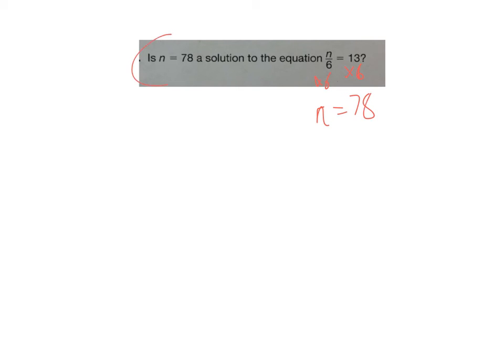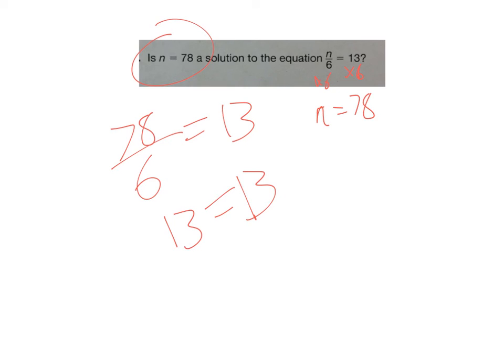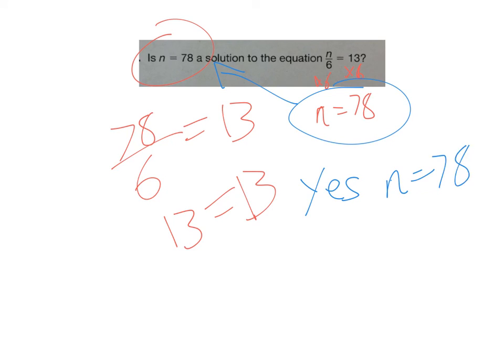But the way you really wanted to work this one is to say 78 divided by 6 equals 13. Then you test it. So you do 78 divided by 6. Well, 78 divided by 6 is 13. And so 13 equals 13. And so you would have seen that anyway. If you looked carefully, when we got n equals 78, you knew that is what n had to equal in this equation. And we just tested it to see if it worked in terms of is n a solution. So the answer is yes. n equals 78 is a solution.